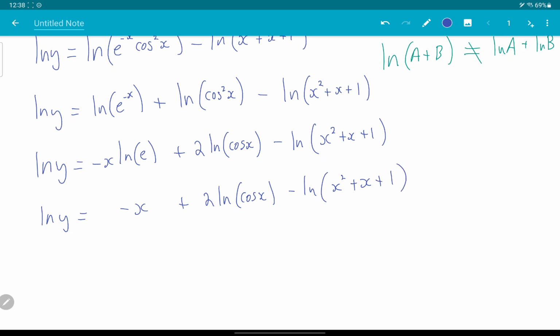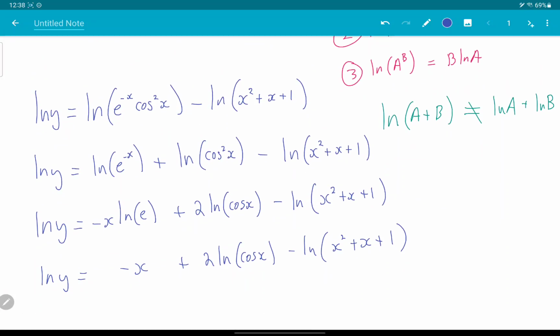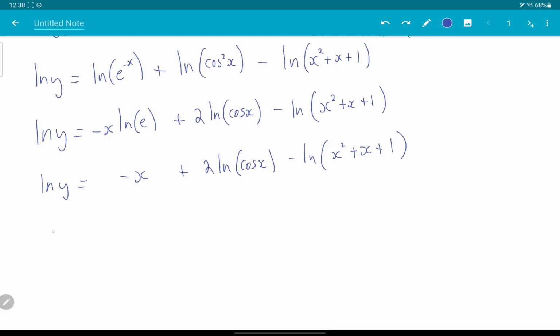Okay, oh, tedious copying this. Now what? Now I'll actually do calculus. Okay, all these steps here, quite a few of them were just log rules. Now I will actually do calculus. Take a derivative of both sides, and this is relatively quick. Plus 2 times minus sine x over cos x minus 2x plus 1.